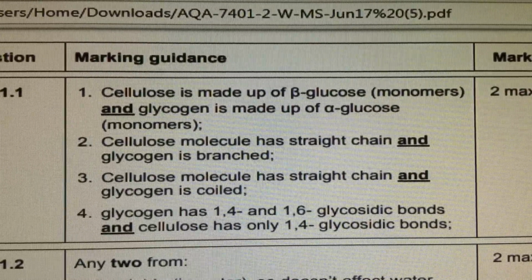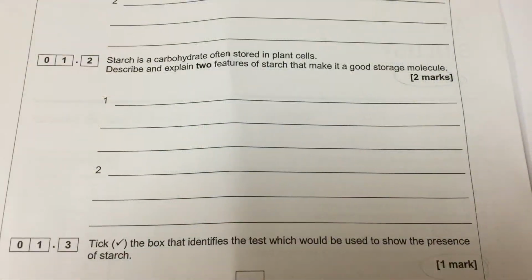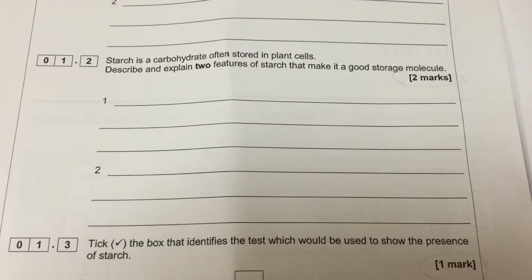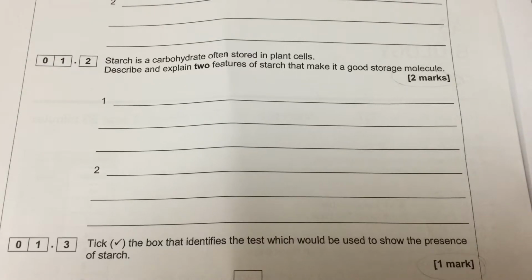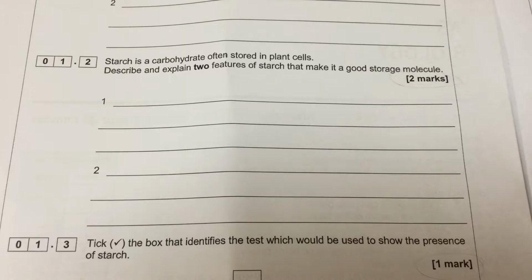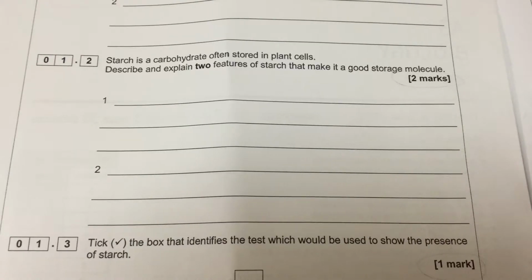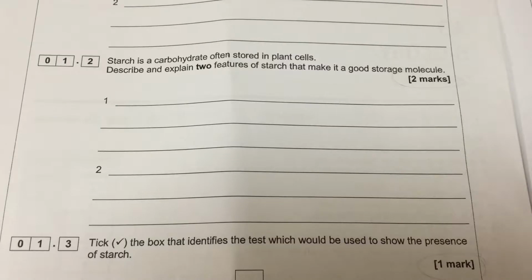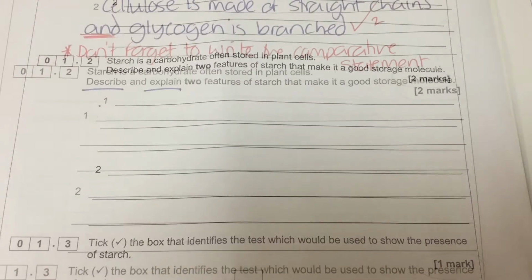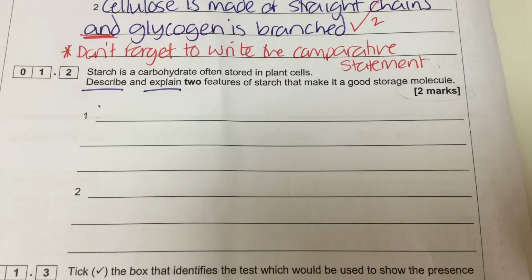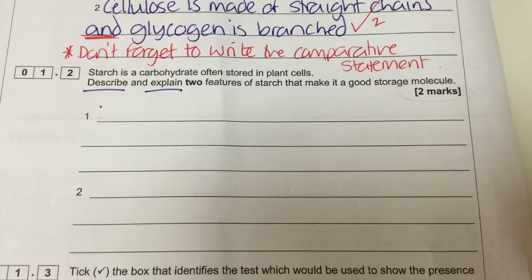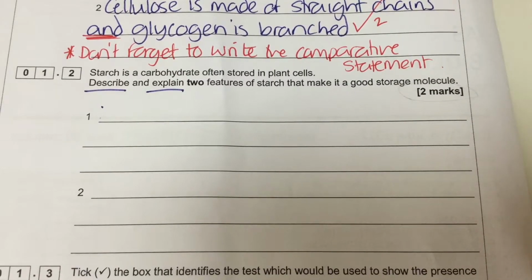Next question asks, starch is a carbohydrate often stored in plant cells. Describe and explain 2 features of starch that make it a good storage molecule. So we've got to do 2 things. We've got to describe the feature and we've got to explain the feature. Pause the video now and have a go at that question. Because of course we all know that as soon as you see the mark scheme, you're going to think, yeah, I would have written that, but let's just pause it and have a little think.